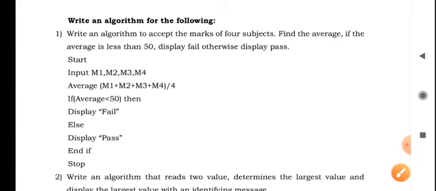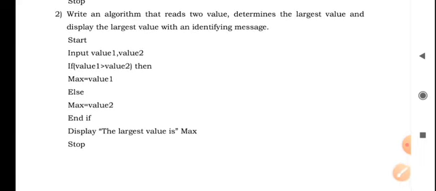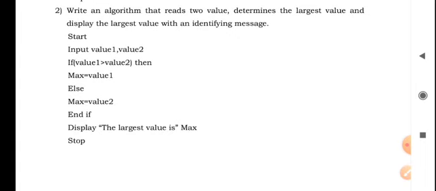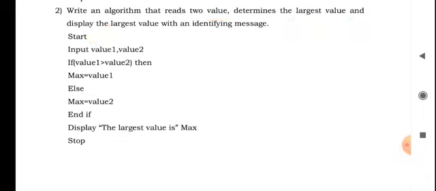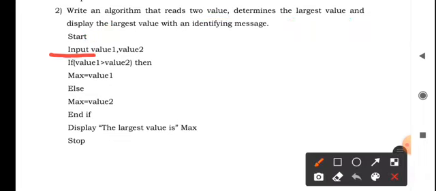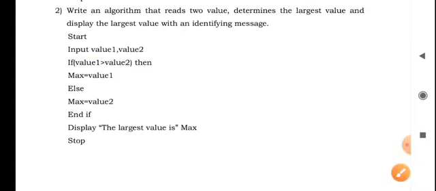Let us move on to the second question. We have to write an algorithm that reads 2 values and determines the largest value. That is, we have to compare 2 numbers. We have to predict which one is the largest number. So, as usual, start, stop, we require 2 variables. So, int value 1, value 2, that is input. We require 2 values. After giving the input, we have to use the if condition.